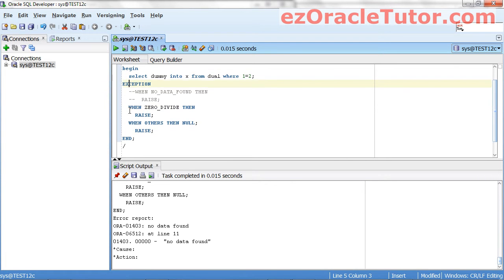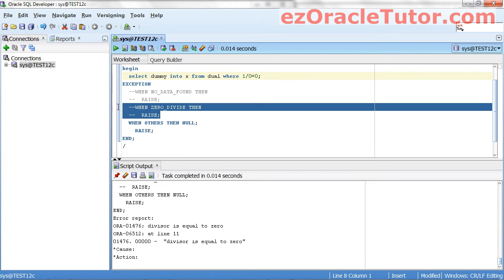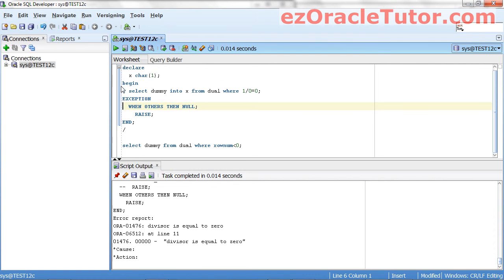How do I actually describe that? Let's get rid of zero divide. So we're not picking up no data found, and we're not picking up zero divide. So 1 divided by 0 equals 0. It picks up divisor is equal to 0. The zero divide trap is definitely commented out. I could actually delete it altogether, and we will then see that WHEN OTHERS will be picked up.